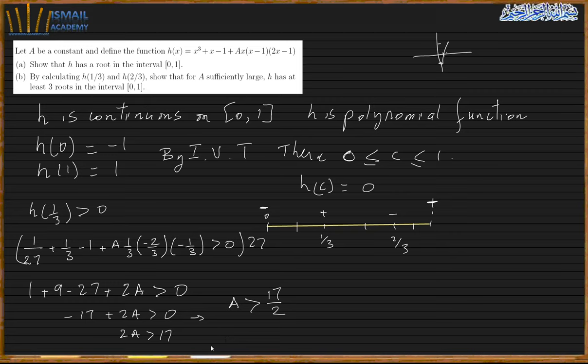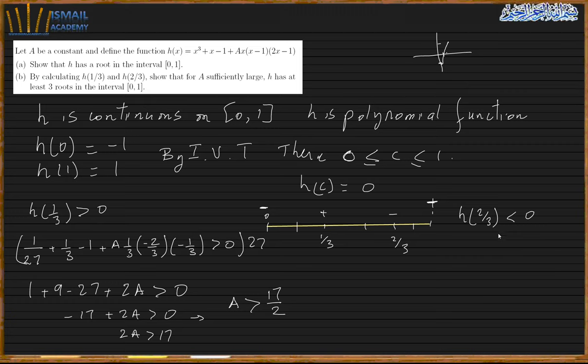So if I pick a greater than 17 over 2, the value here will be positive, which means it's going to cross here. Now let me see what's the value for a for h of 2/3. I do the same idea. It should be negative, so I have to have h of 2/3 less than 0.